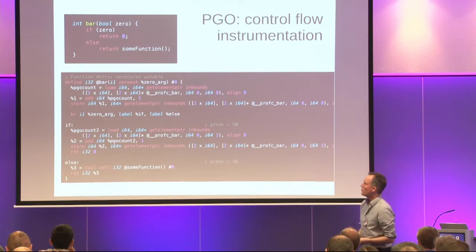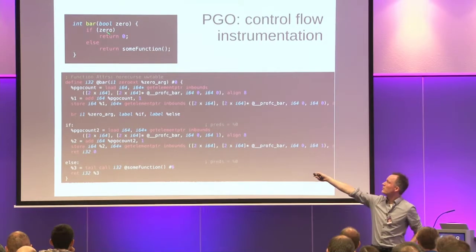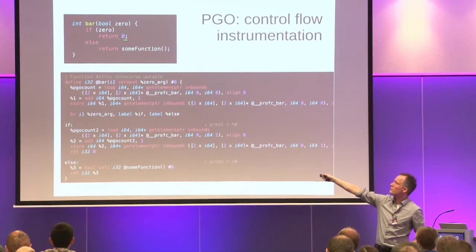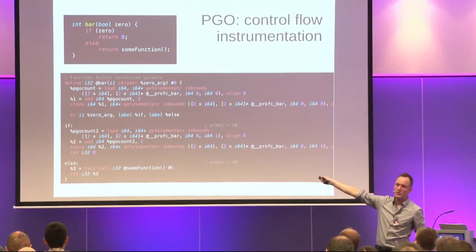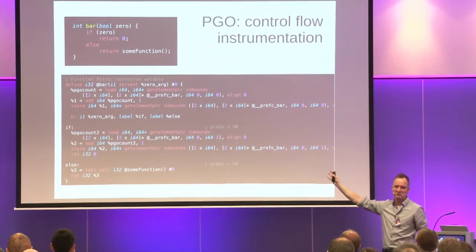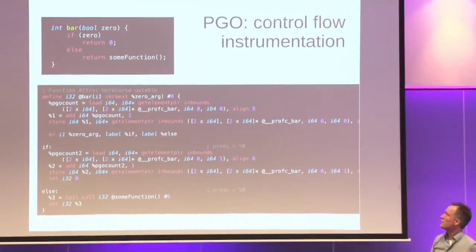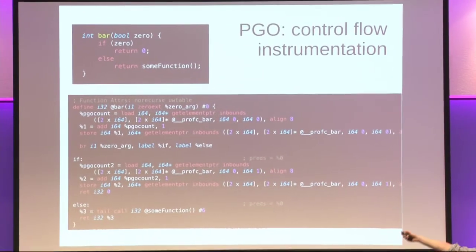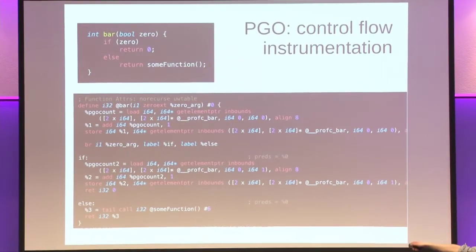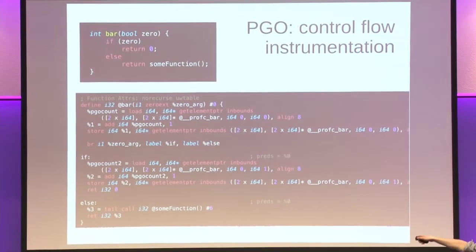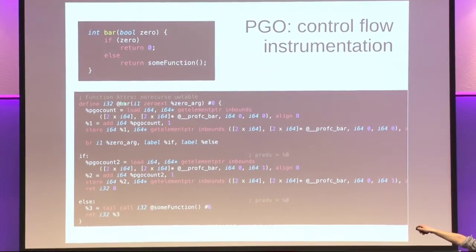Here is an example of what it looks like for a very simple function. Function bar takes a Boolean, arg0. If arg0, return 0, else return a function call. Something fairly trivial. What does it look like in the instrumentation phase? This is the IR. It's much bigger than you would maybe expect for such a simple function, but that's only due to instrumentation. Define function bar, okay.